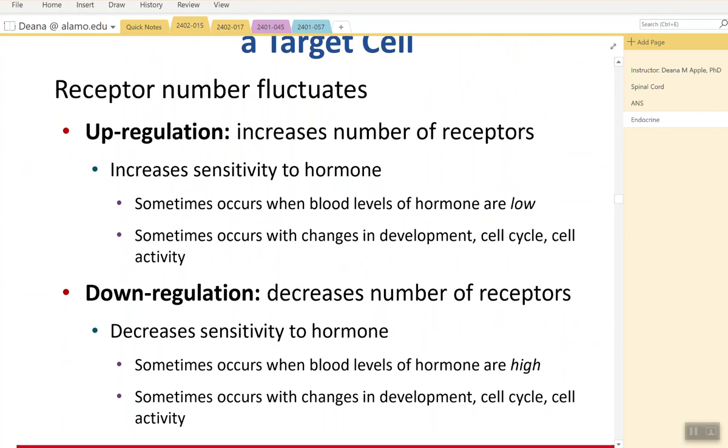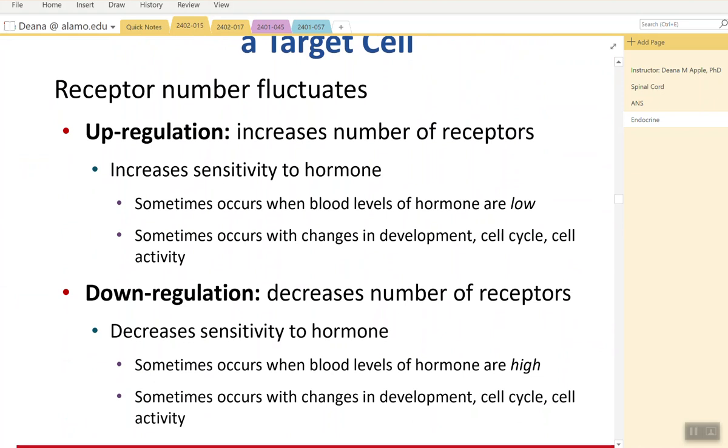Downregulation is decreasing the number of receptors, and this typically happens if you have too much of a hormone. Your body's saying, hey, we're a little overwhelmed here with all that hormone. Let's stop responding to it. Let's take away some of those responders. It's like when I'm inundated with like 100 emails in 24 hours and I just close my inbox. I'm like, I can't respond right now. Shut it down. Roll it back.